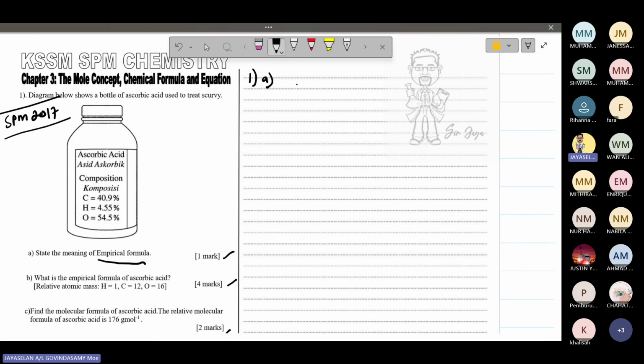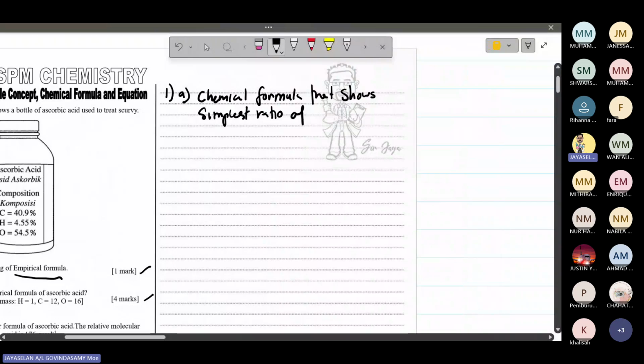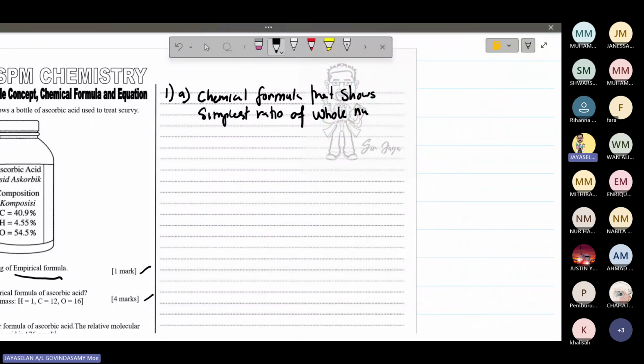We have already learned. I repeat again. So it is a chemical formula. You must put chemical formula that shows the simplest ratio. Simplest ratio must be there. So chemical formula that shows the simplest ratio of all the number of atoms, all number of atoms must be there, atoms of each element in a compound. Okay, you must write like this.